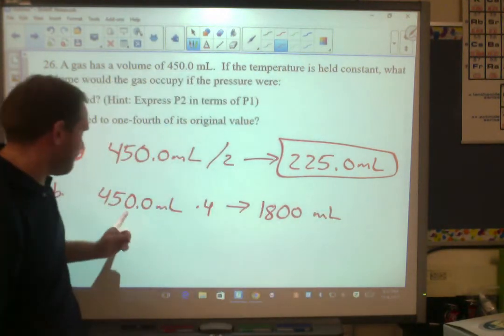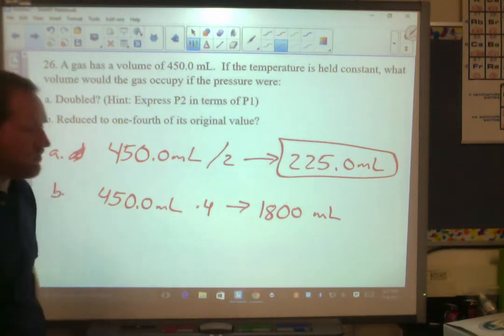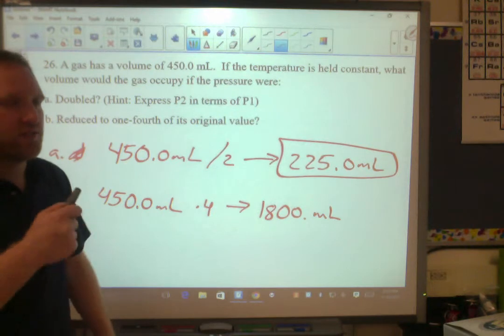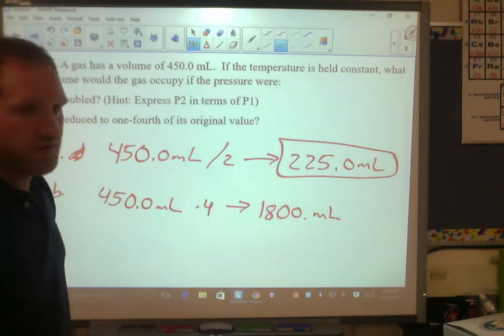Now with sig figs, 4 sig figs, how do I show this with 4? Add a point at the end. Or technically, 1.800 times 10 to the third.